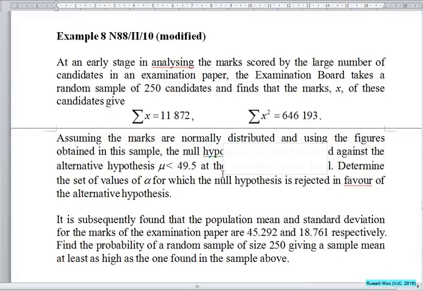Example 8. Actually, after a while, you learn how to sieve out important information. For example, you see n equals 250, the sample size, and this is summation x and summation x bar. Why like that? Where did this come from?